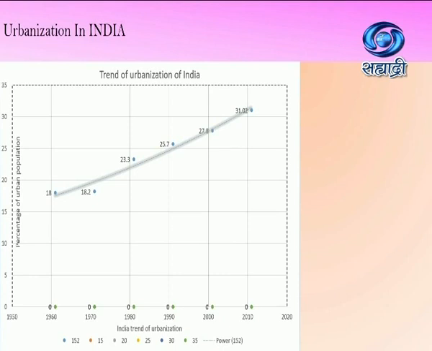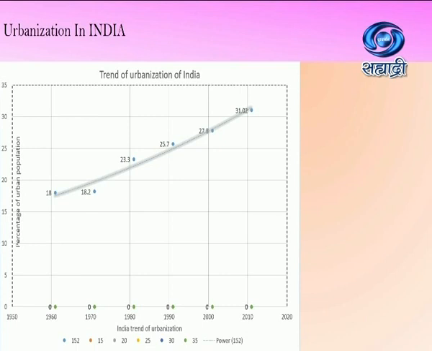In 1970, you see there is a slight rise, from 18 to 18.2. But later, in the further 10 years, you see it is 23.3. That shows that many people from the villages have moved to the cities and have settled over there. They have started living over there, earning over there. And that is why the percentage is growing day by day. We will see it till 2010.